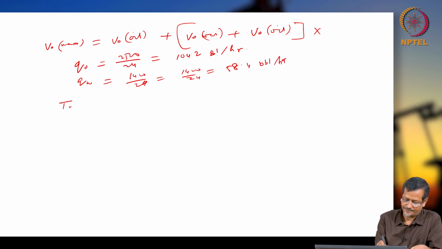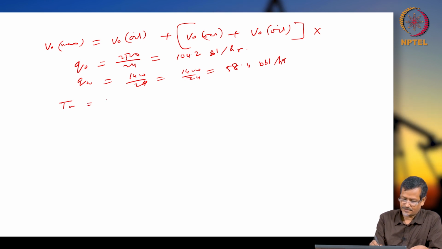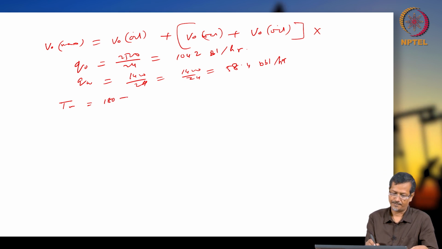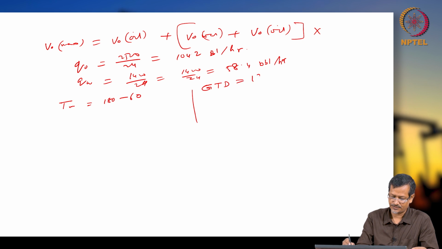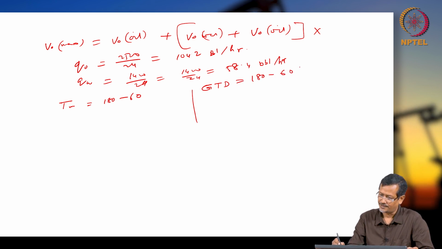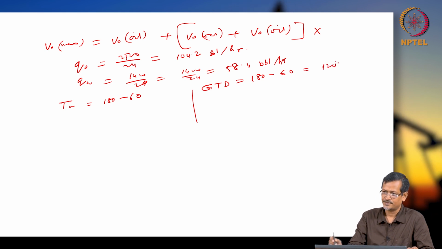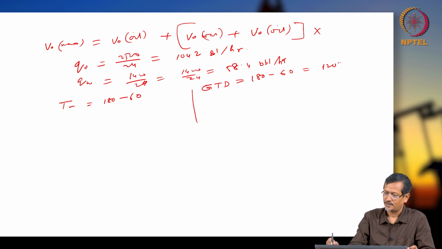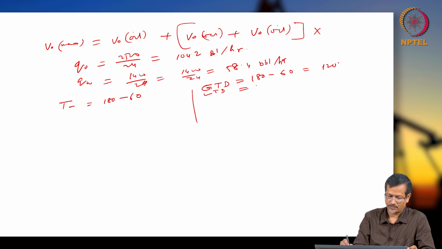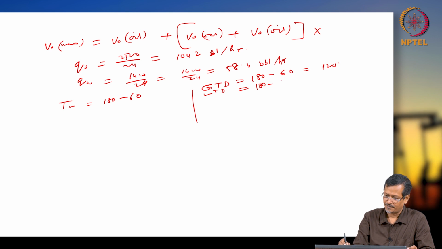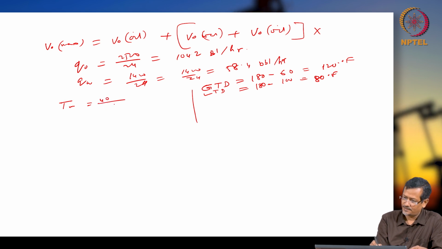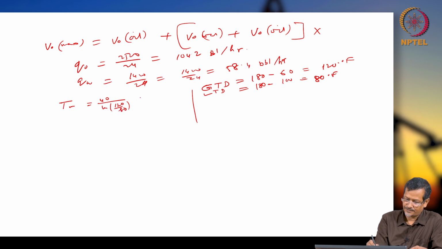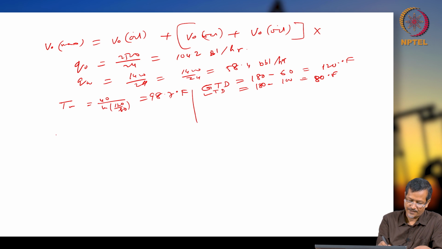Now the LMTD. GTD equals 180 minus 60, where 60 is the inlet temperature, so it is 120. The 180 is the water bath temperature, which they assume is fixed at 180 degrees. LTD equals 180 minus 100, so it is 80 degree Fahrenheit. Now TM is 40 divided by log of 120 divided by 80. Finally it comes to 98.7 degree Fahrenheit.